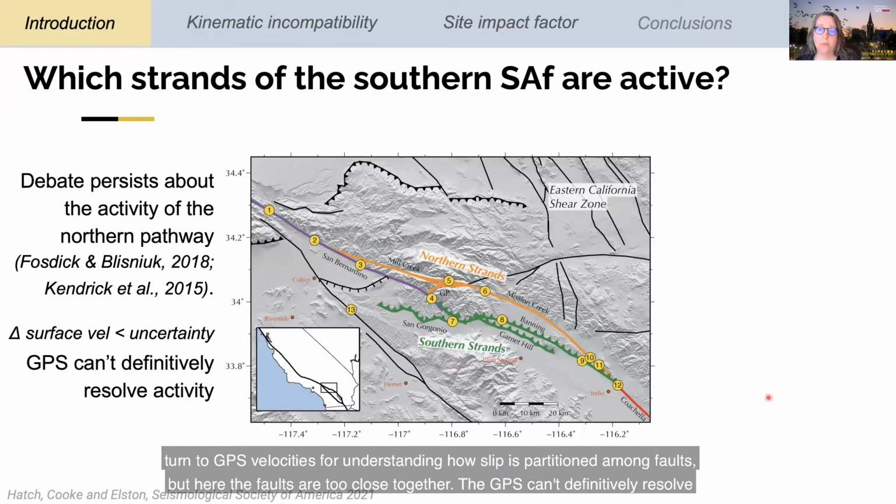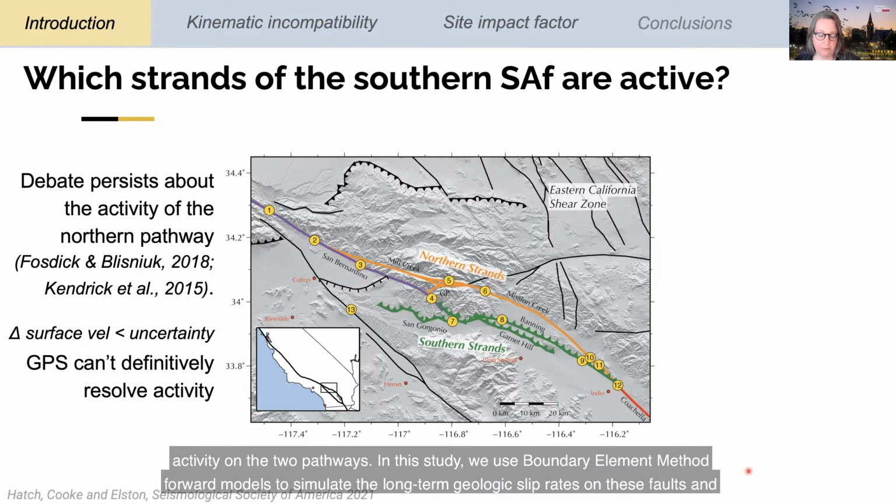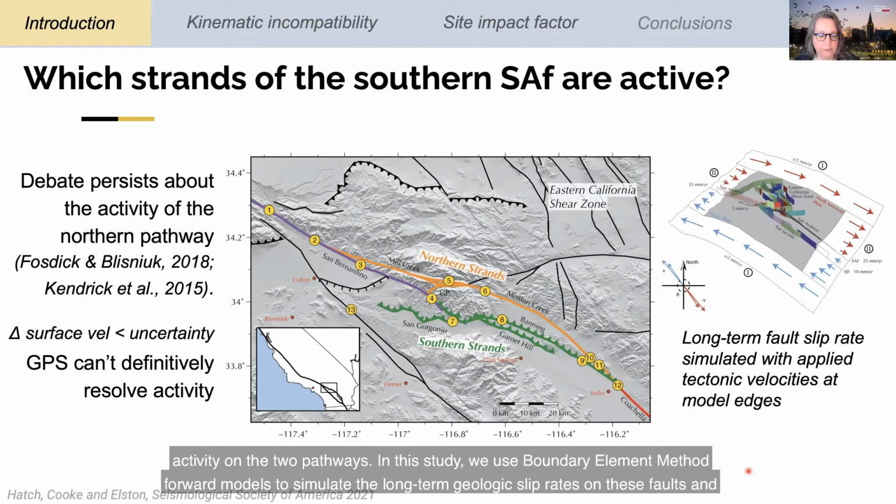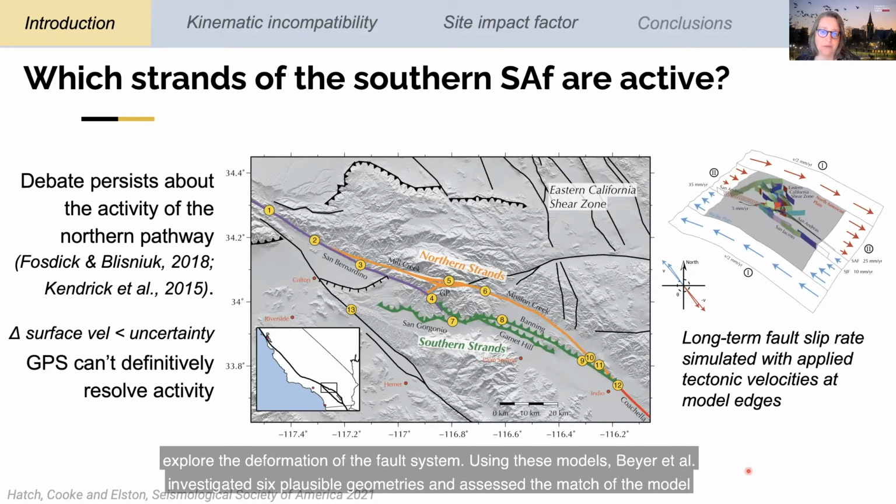In other areas, we might turn to GPS velocities for understanding how slip is partitioned among faults, but here the faults are too close together. The GPS can't definitively resolve activity on the two pathways. In this study, we used boundary element method forward models to simulate the long-term geologic slip rates on these faults and explore the deformation of the fault system.